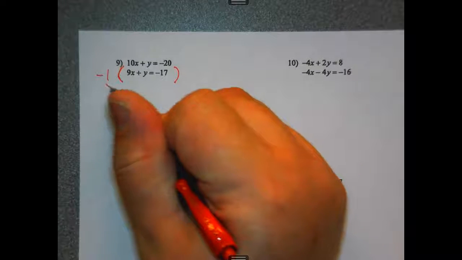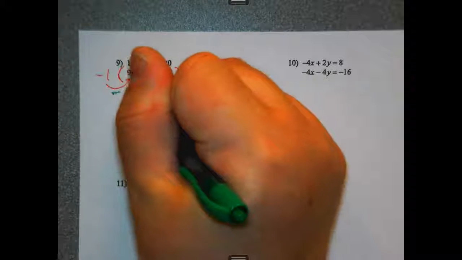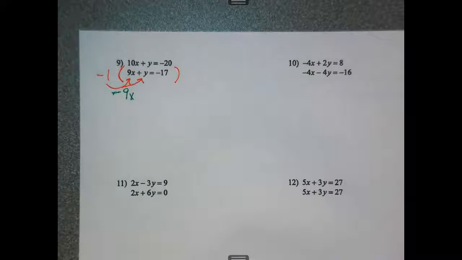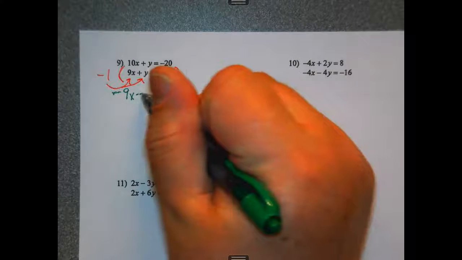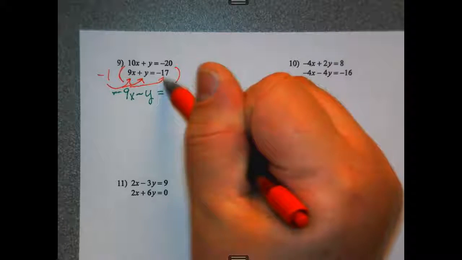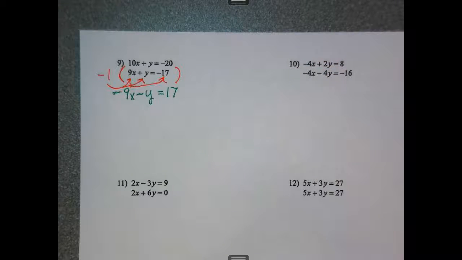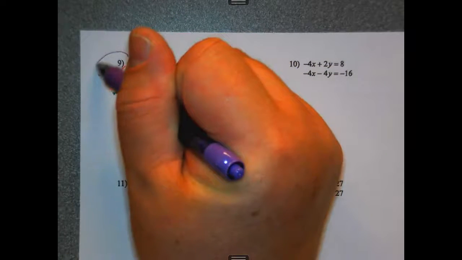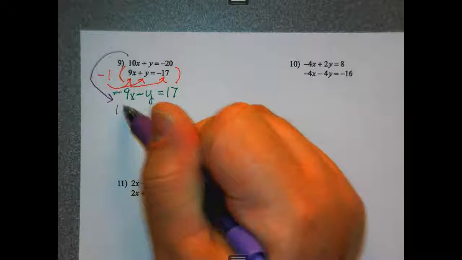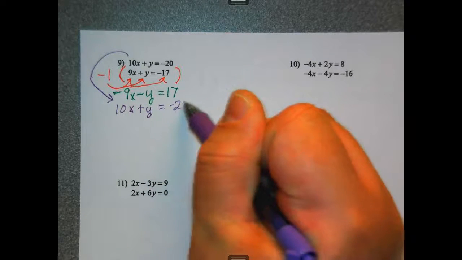Burgess, -1 times 9x is -9x. -1 times positive y is -y. -1 times -17 is positive 17. And then all I'm going to do is rewrite the top one underneath it. So I get 10x plus y equals -20.